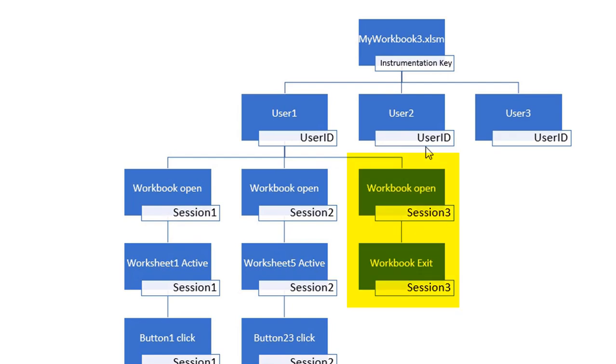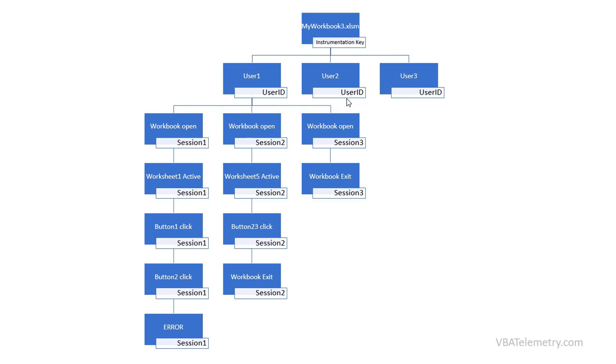And in the third launch, Joe opened the Excel workbook. This has triggered session number 3, and Joe has closed the workbook. This has triggered the end session, and session 3 has ended. So we have 3 different sessions.